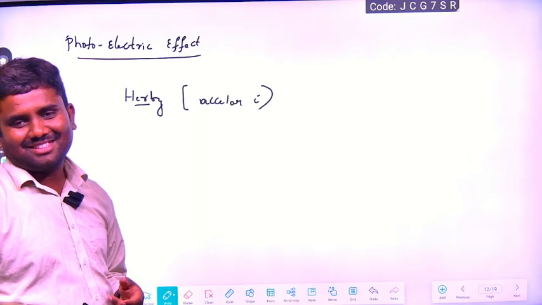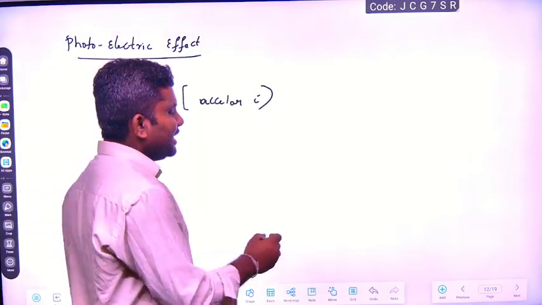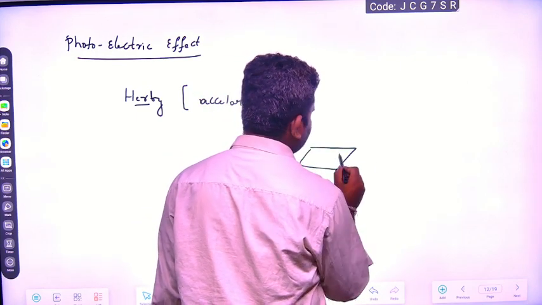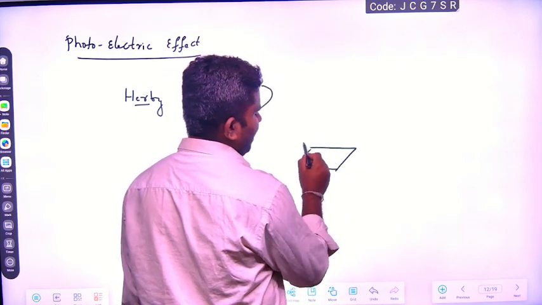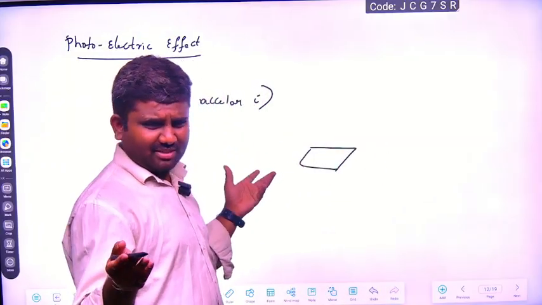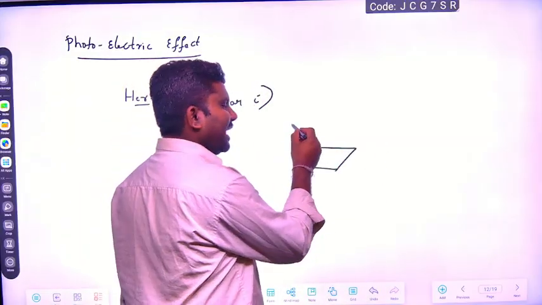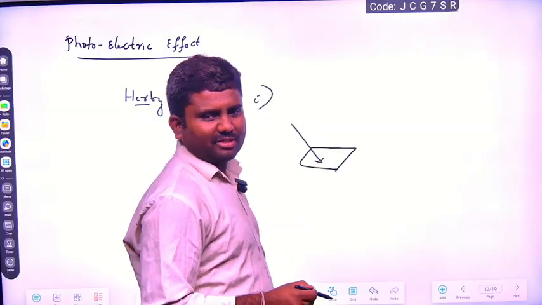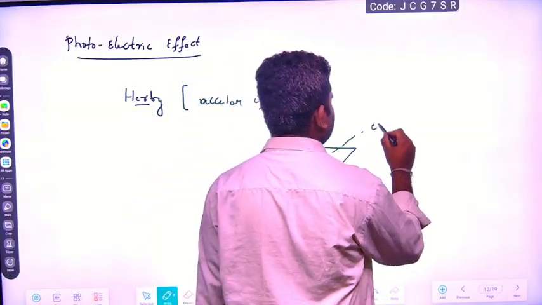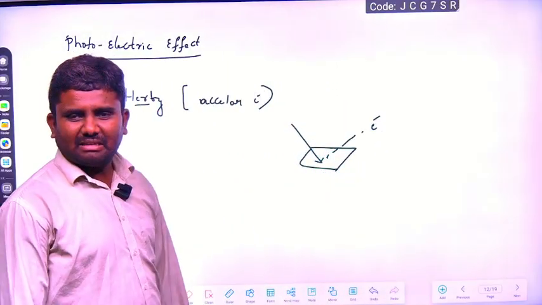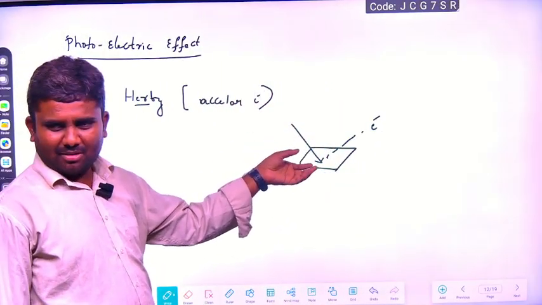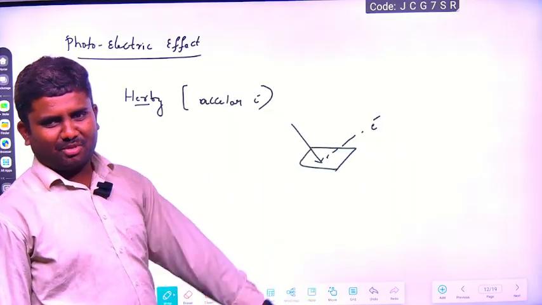X-rays. He took a metal plate, and he was applying some field or something. There are four we discussed. He applied even light, of suitable frequency. What he observed is that electrons are coming out. He applied light, and electrons are coming out.